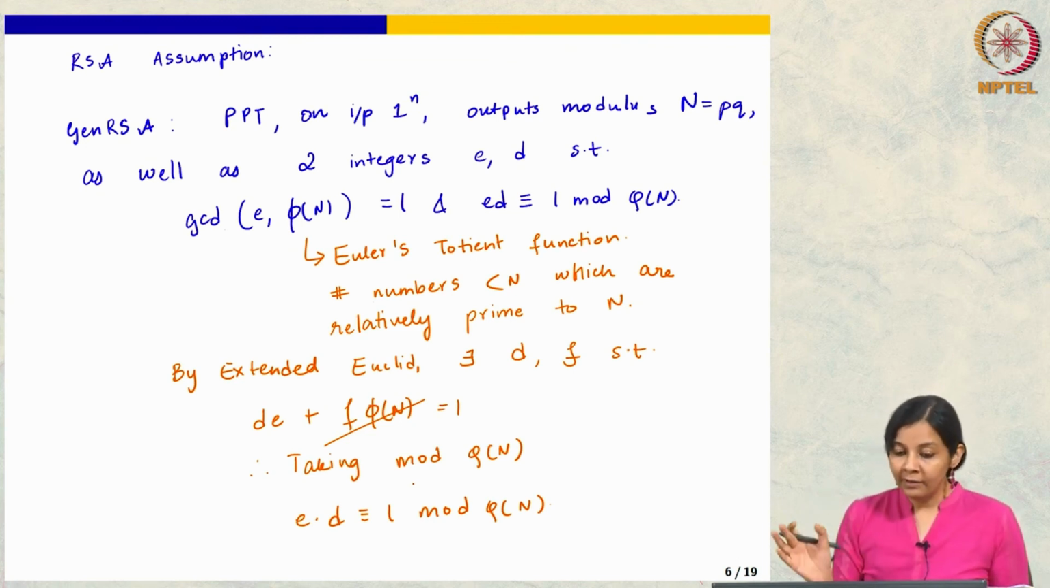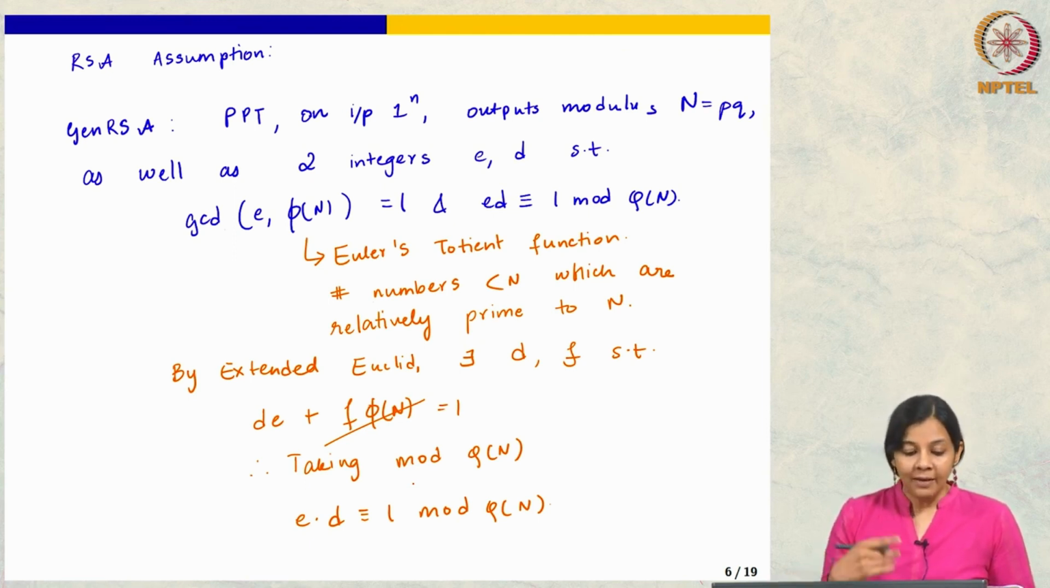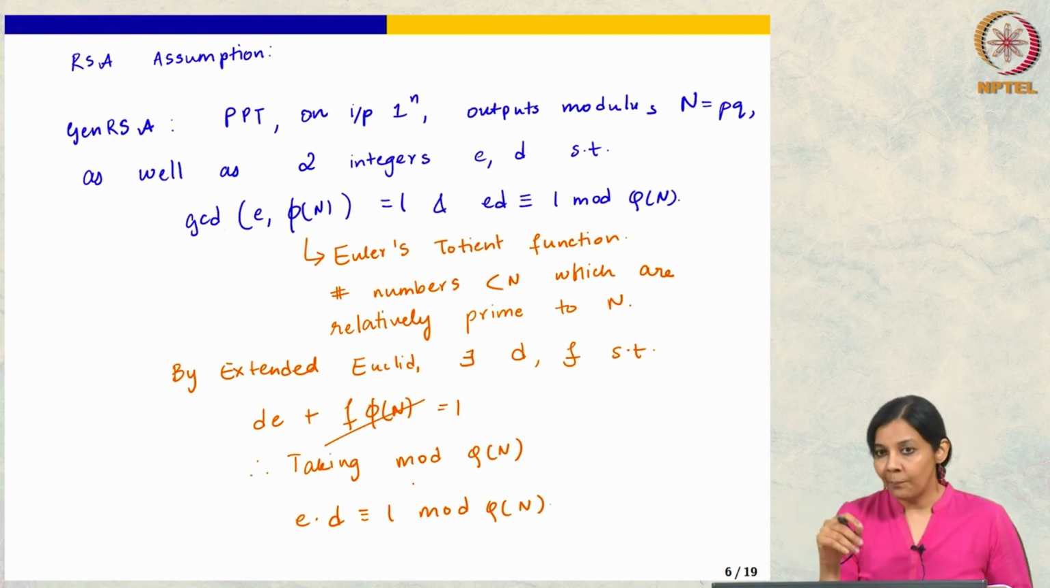So for now, suffice to say, what's the bottom line? We have this gen RSA. This will give us capital N, which is the product of 2 primes P and Q. It will also give us E and D, such that these conditions hold. In case you are wondering what's the relation with this capital N here, basically we'll consider the group Zn star, and phi n will be exactly the order of this group. So you will see where that comes up later. We will talk about that.